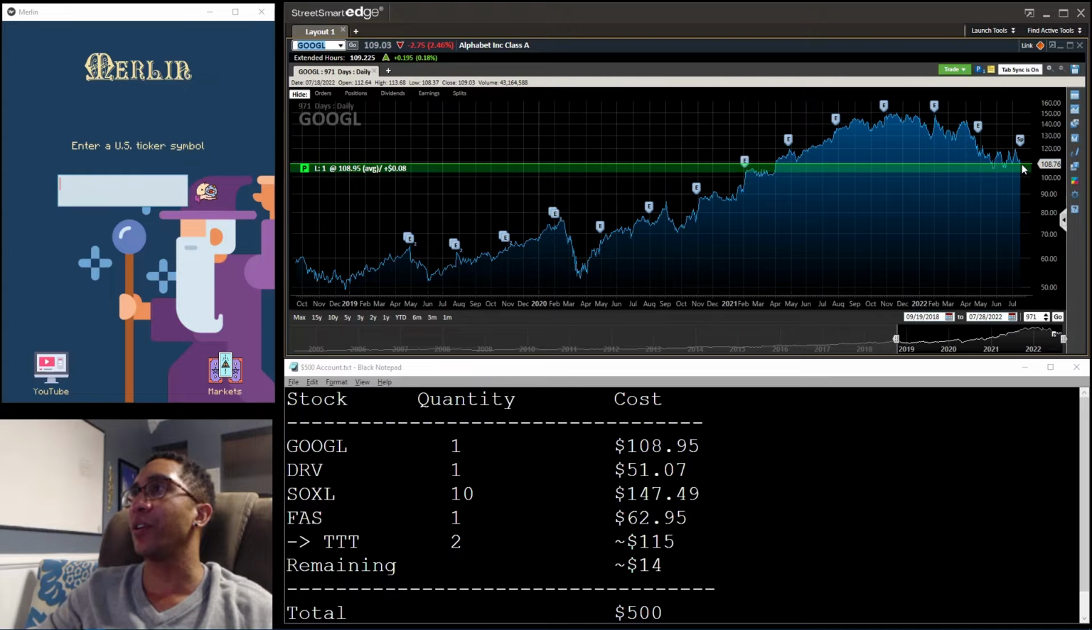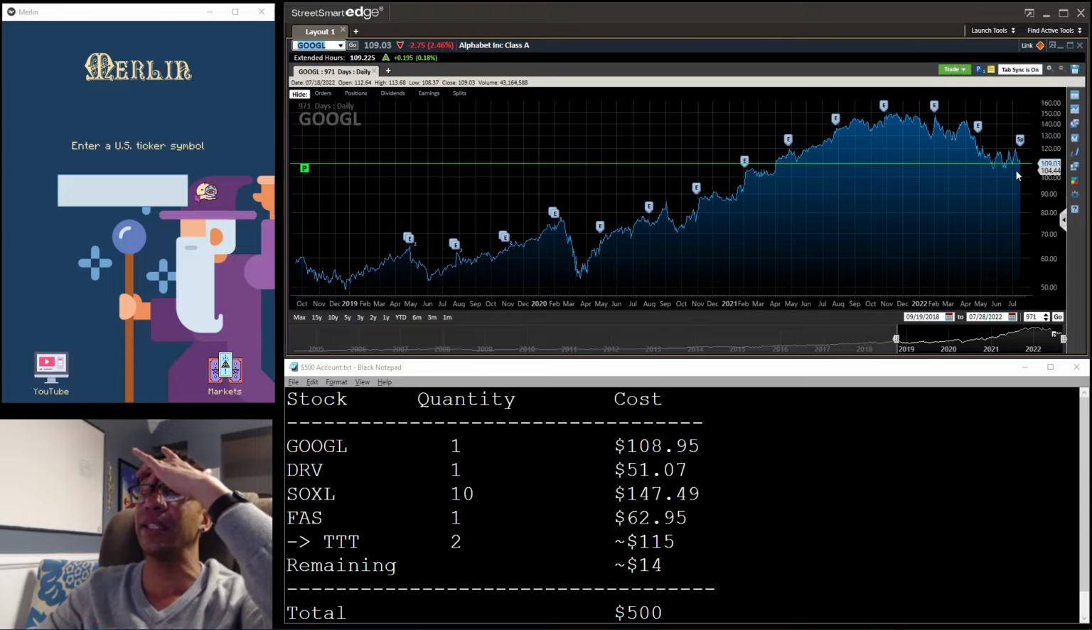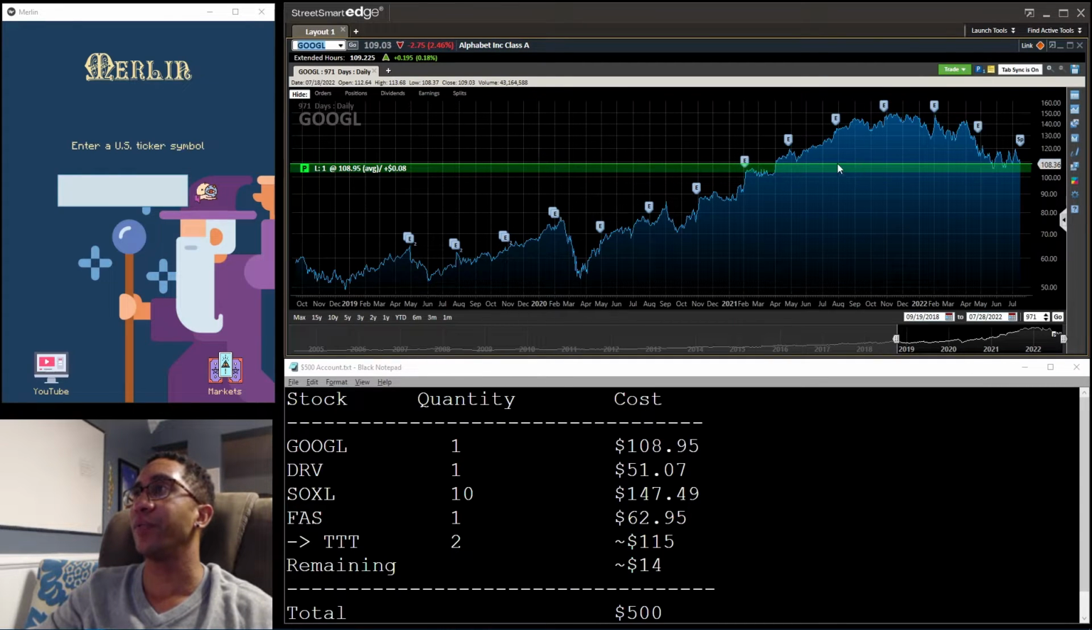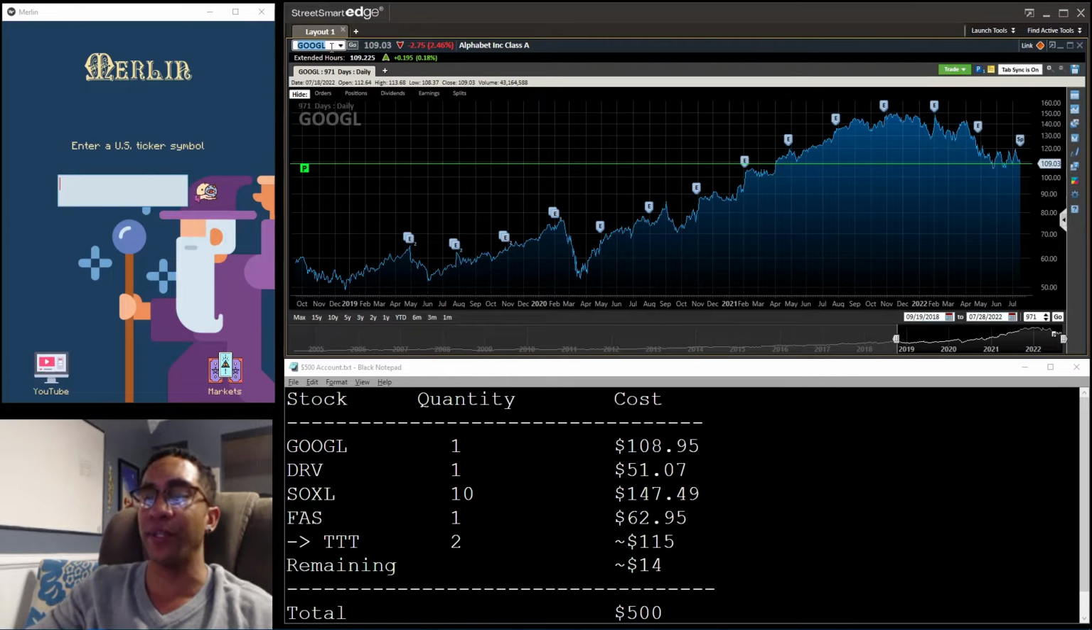If you look at the chart over the past 971 days, or about 3 years since 2019, I feel like this level is actually really good to be at, this 109, 108, basically anything below 120. This is considered a level of support because you see a lot of activity surrounding it, but also this was the level right before it started to jump off on the run that was 2021. So as you can see, the stock price is 109.03.